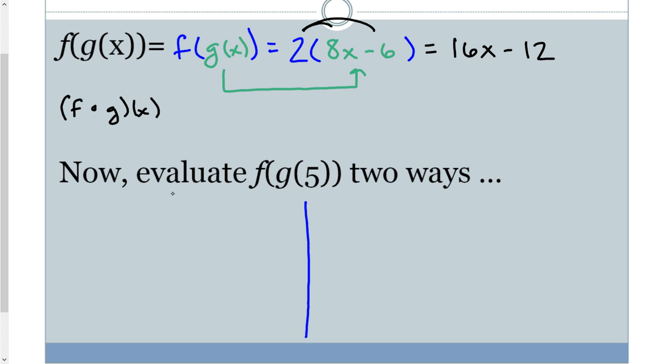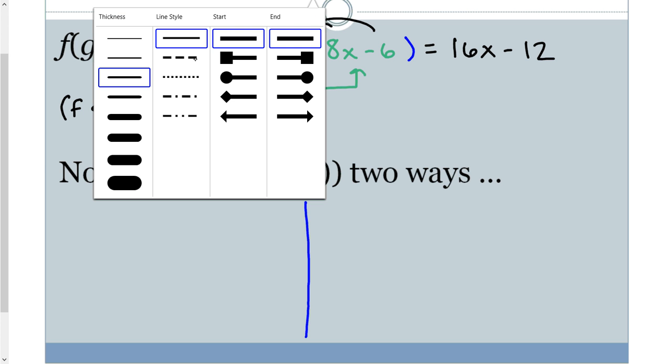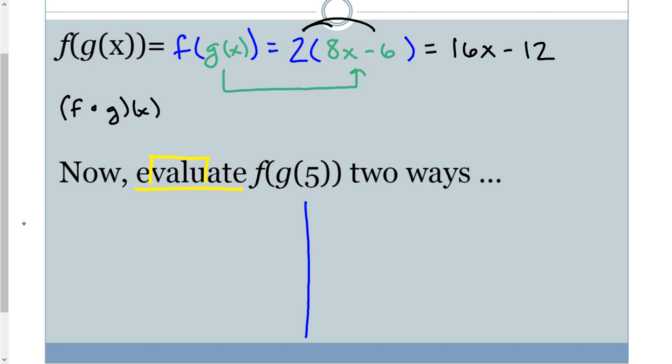Okay, but we're going to go through and I'm going to show you how to do it two different ways. So just like in the warm-up, when we see evaluate, it really means find me the value. So we're trying to find the value of f of g of 5. The two ways that we can do that: first, you have a method where you can compose, then evaluate, or you can do what I prefer to do, which I just call inside out.